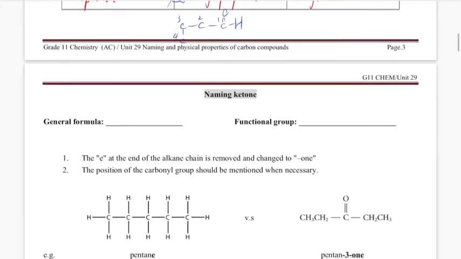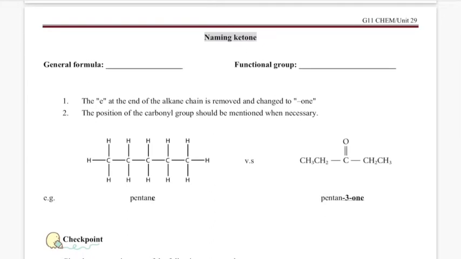Okay, then we move on to the next type, ketone. Ketone is very similar to aldehyde. The functional group also contains C double bond O. However, this time, this C double bond O must be in the middle of the carbon chain. So the general formula is an alkyl group attached to this C double bond O, and then another alkyl group attached to it. And this functional group, we call it a carbonyl group.